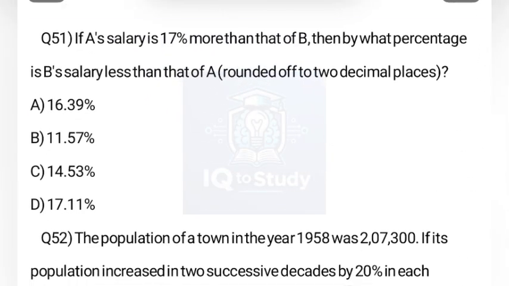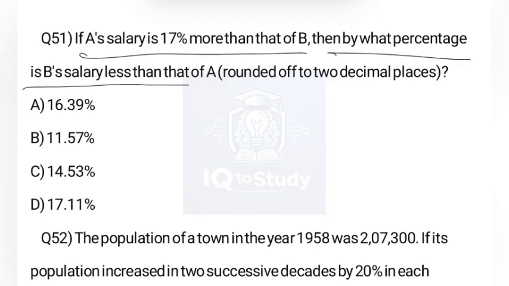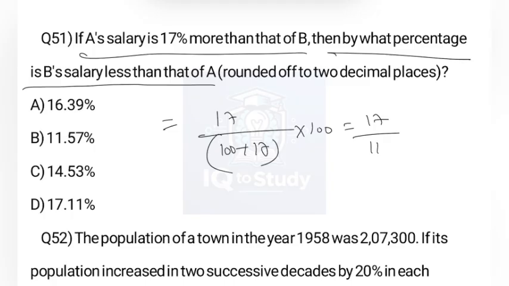If A's salary is 17% more than that of B, then by what percentage is B's salary less than that of A? That is equal to 17 by 100 plus 17 into 100. That is equal to 17 by 117 into 100, which is approximately equal to 14.53%.